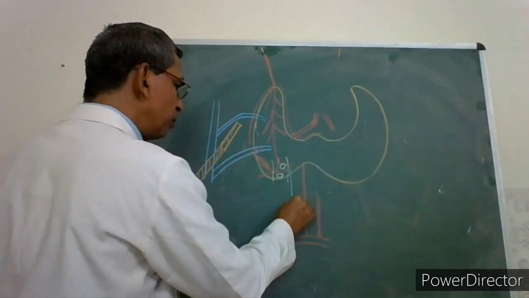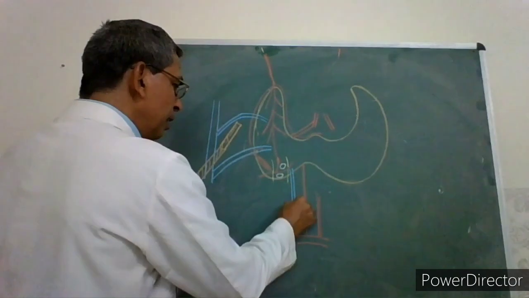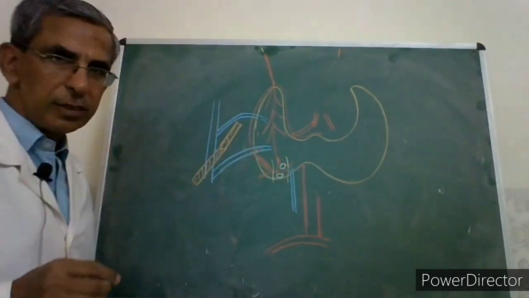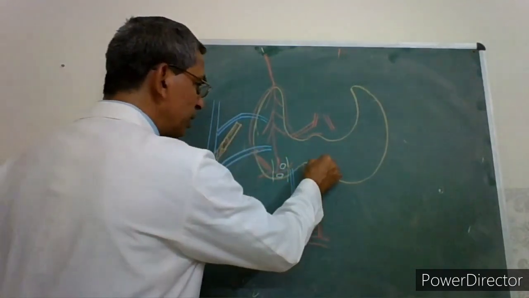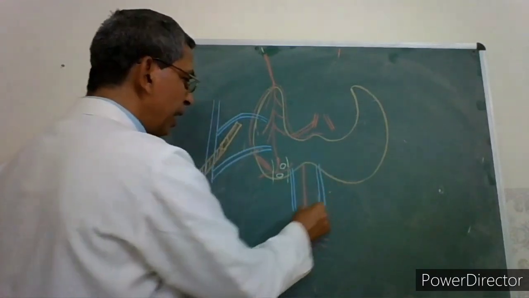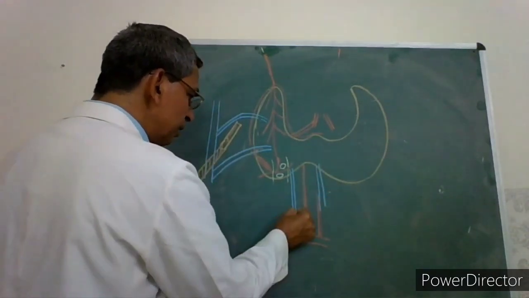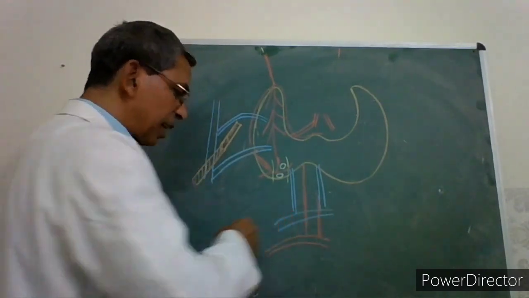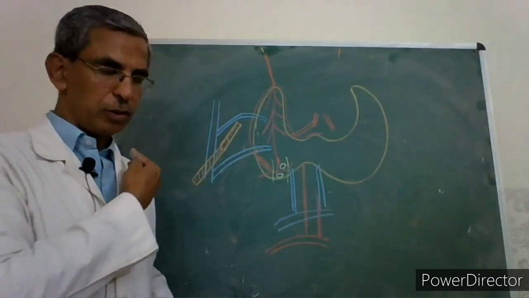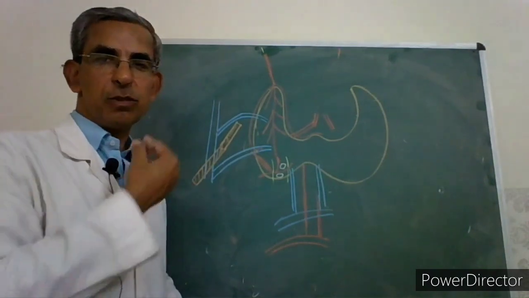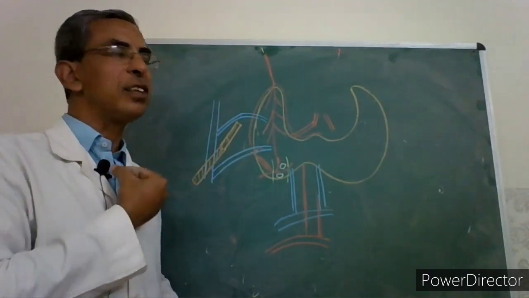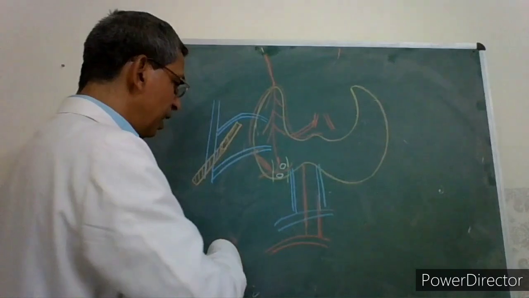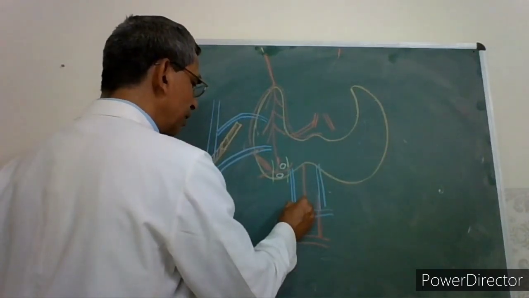The inferior thyroid vein comes from the region of the isthmus, descends downward and enters into the left brachiocephalic vein, because the left brachiocephalic vein crosses from the left to the right side. So this inferior thyroid vein descends downward and enters into the left brachiocephalic vein.